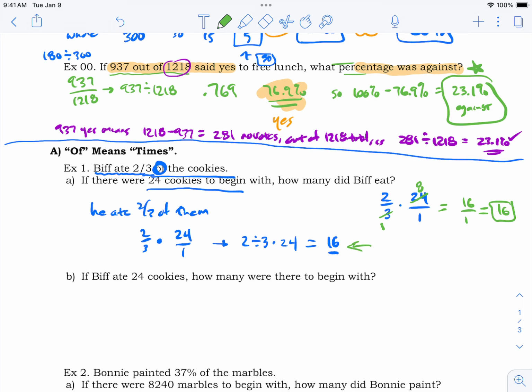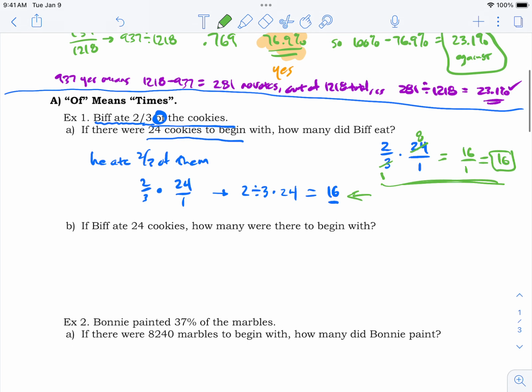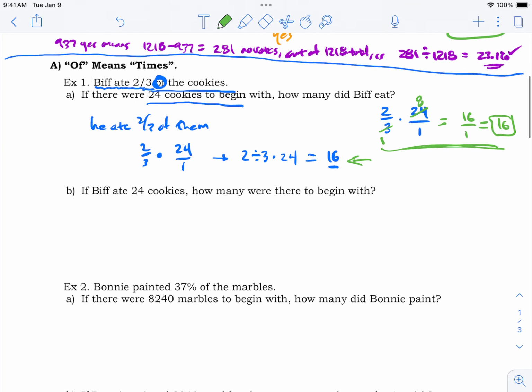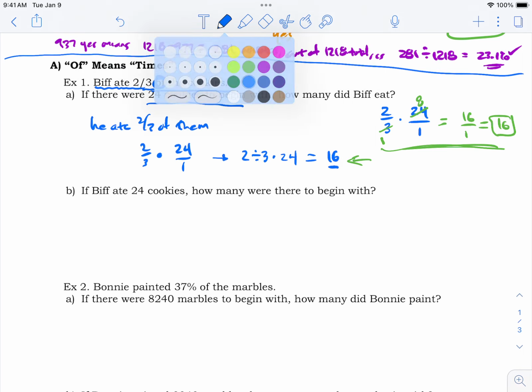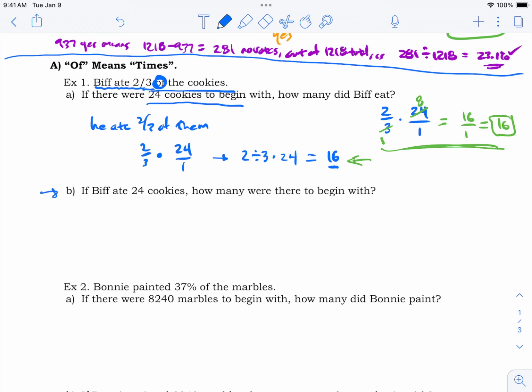So most likely we're going to be doing the calculator way for this course, right? But it's worth remembering how this stuff goes. It's fun. Now let's look at this one. See, this one's a little different. I know it's different because it says B, not A. Still says 24 cookies, so what the heck's different? Biff ate 24 cookies.